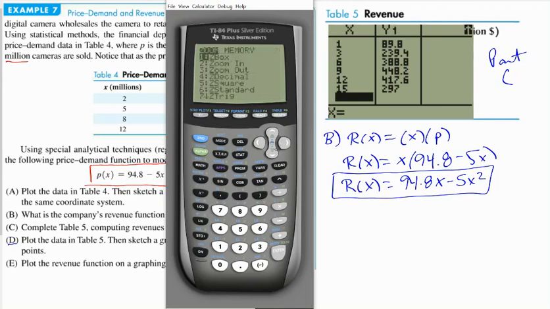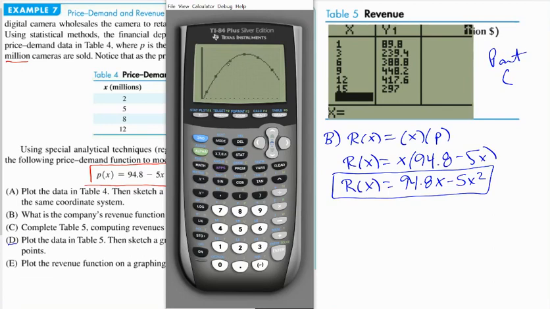And we have the revenue function for y. So we're going to go to zoom, and we're going to do the stat zoom so that we know it's going to fit our data points in. So zoom stat is option 9. And there's our data points, and there's our revenue function, and we've plotted them together.